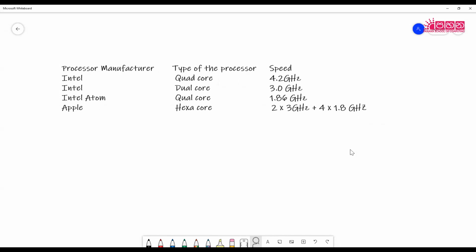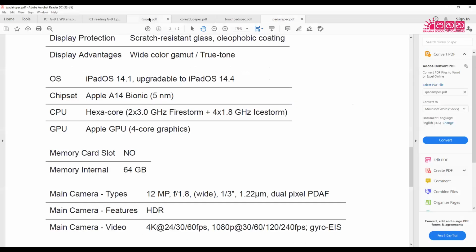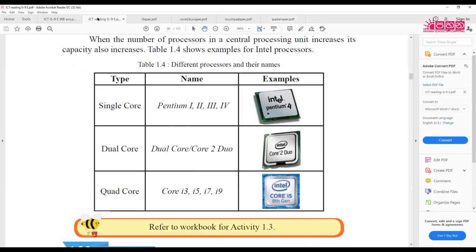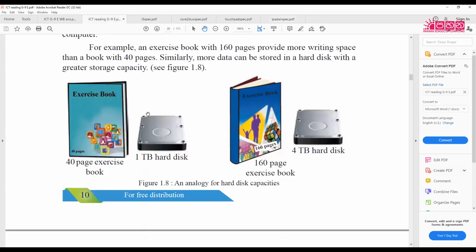So if you're going to assemble a computer, that means if you're going to make a computer by yourself, you should know what exactly you are going to have, right? Okay. So let's switch to the lesson again. We will look at exactly what we have. The processor we have completed.